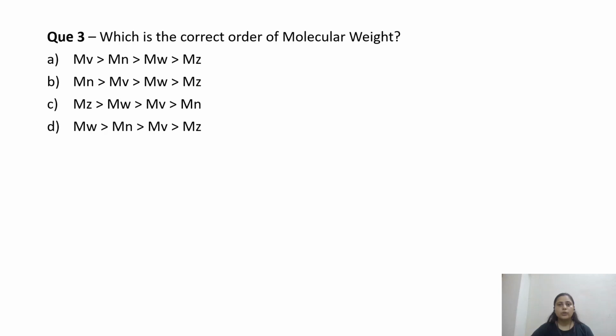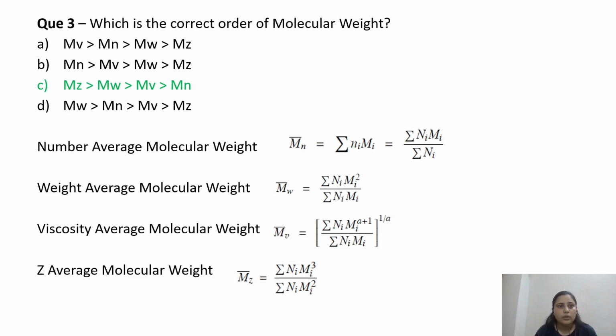We need to arrange them in the correct order, which is bigger and which is smaller, and for that option C is correct, which says that Z average molecular weight is greater than weight average molecular weight, then the viscosity average molecular weight, and the least is the number average molecular weight. Why is this happening? Can anyone please tell me the answer?